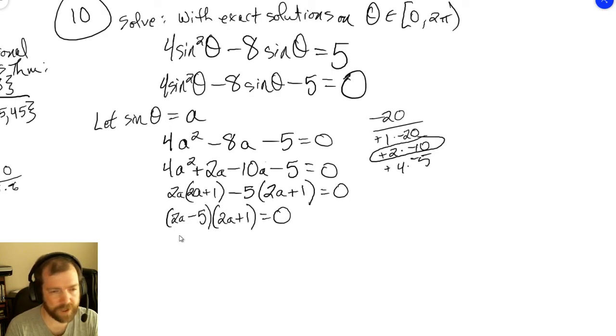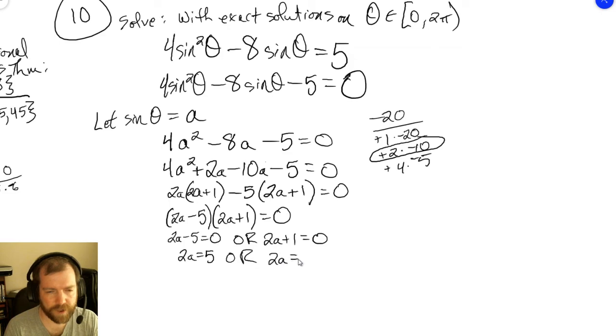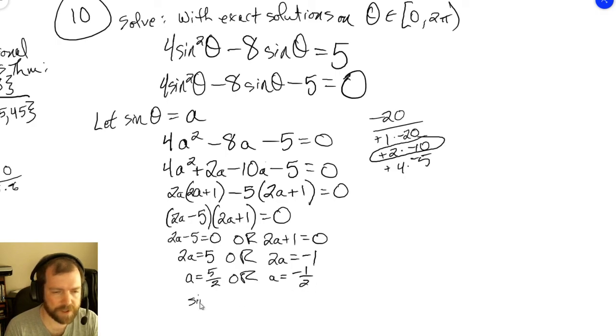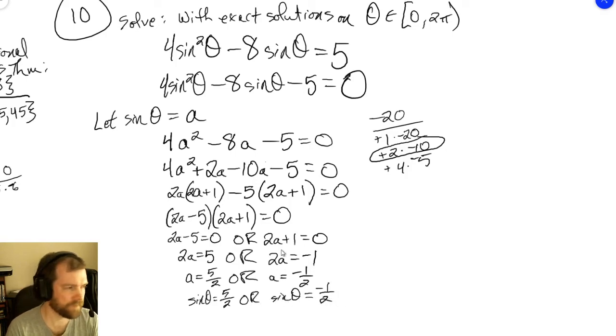And then in this particular case, set each of them individually equal to 0. 2a equals 5, or 2a equals negative 1. a equals 5 halves, or a equals negative 1 half. Well, this is the sine of theta equals 5 halves, or sine of theta equals negative 1 half. Sine of theta cannot be greater than 1. So that whole line of questioning is moot.